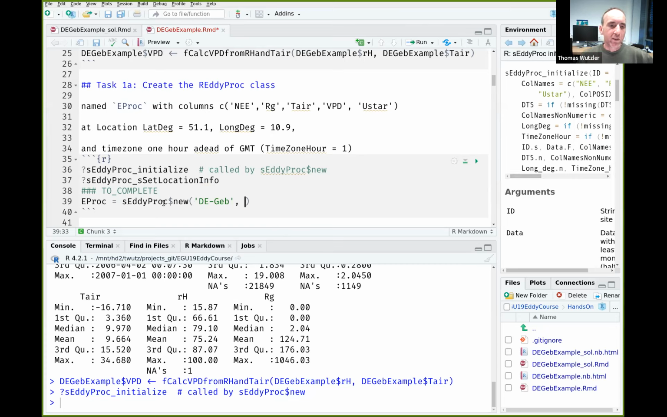The two most important things that we have to provide to the initialize method here are the ID, which is just a string, and the data frame, which we already loaded.